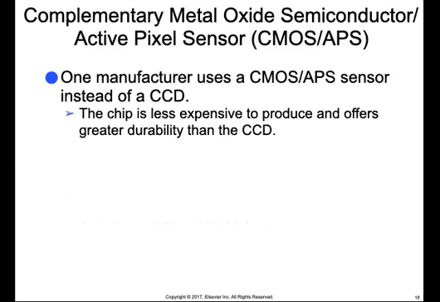A complementary metal oxide semiconductor / active pixel sensor, also known as a CMOS or APS, is when a manufacturer uses a chip that is less expensive to produce and offers greater durability than a CCD. And CMOS sensors can be connected to a computer using a low power external connection such as a USB.